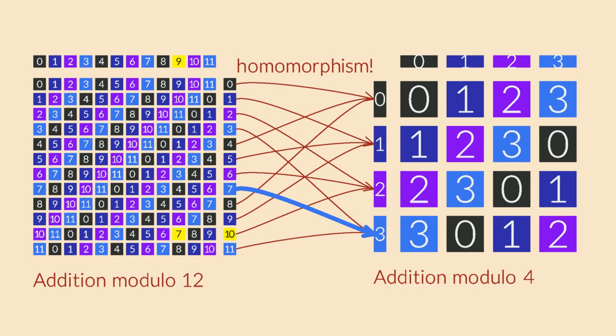Now let's do the same operation the other way. We first map our inputs from left to right. 10 gets mapped to 2, and 9 gets mapped to 1. Again, you can see this as the remainders when dividing by 4. And what do you know? When we add 2 and 1 on the right, we get 3. Exactly the same answer as before.